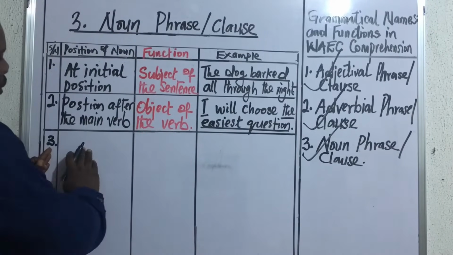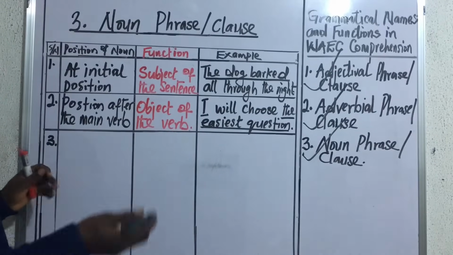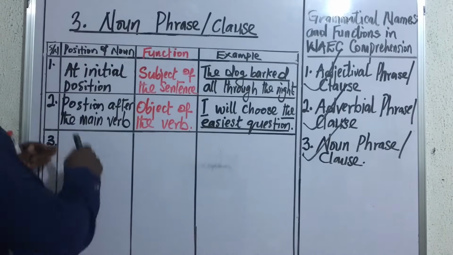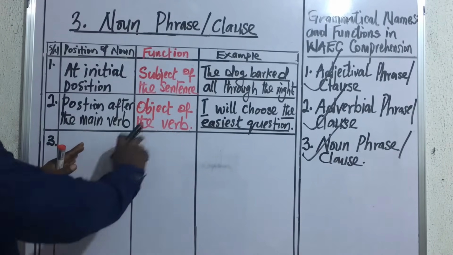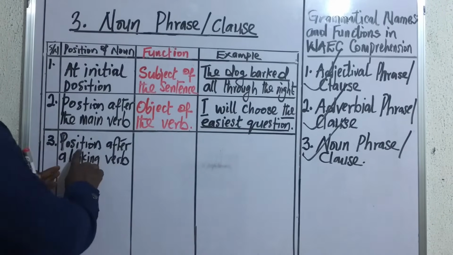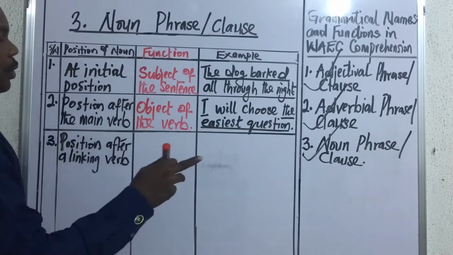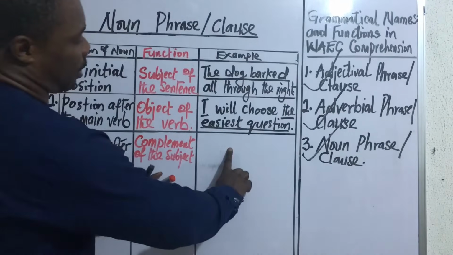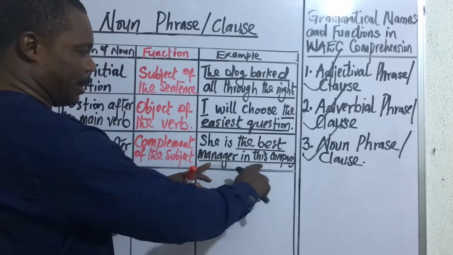Number 3, position after a linking verb. A linking verb or an intensive verb. For example, you have is, are, or may, or can. So, when a noun appears after a linking verb, then the function is complement of the subject. Position after a linking verb, the function is complement of the subject. Now, let's consider an example to illustrate this. So, this is what we have: she is the best manager in this company.